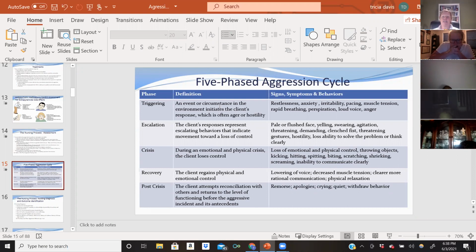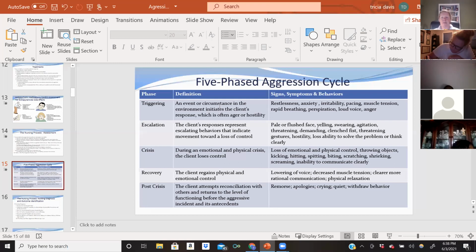The escalation phase is when the client responds to escalating behaviors that indicate a movement towards loss of control. The patient may be pale or have a flushed face. They may be yelling, swearing, visibly agitated. Maybe they're threatening the staff or other people. They're being very demanding: I want this, I need this, you're going to do this now. They have clenched fists and threatening gestures, getting close to patients, getting in their face. They're going to be very hostile, with a loss of ability to solve problems or think clearly. And then we're going to enter crisis mode.